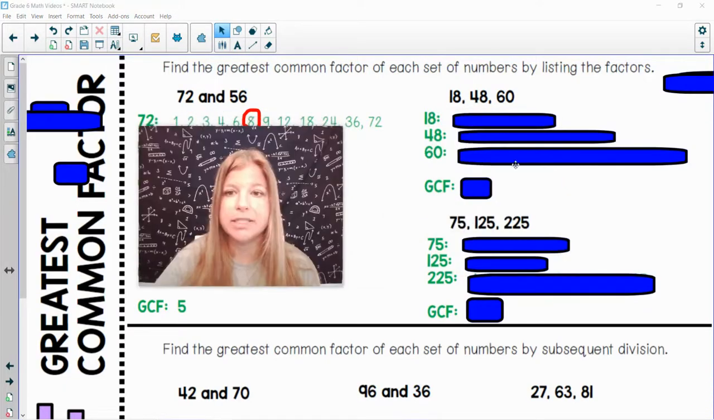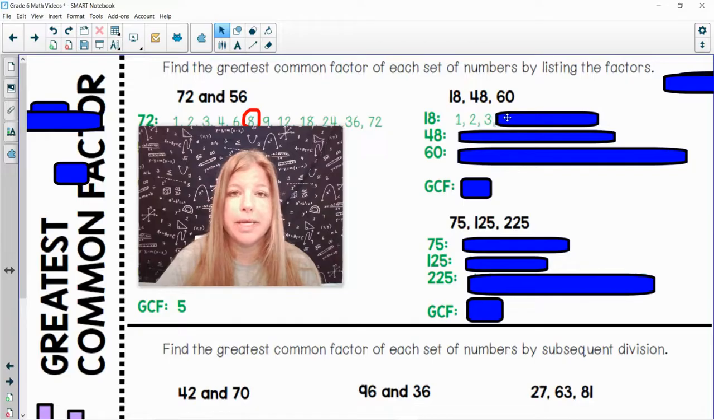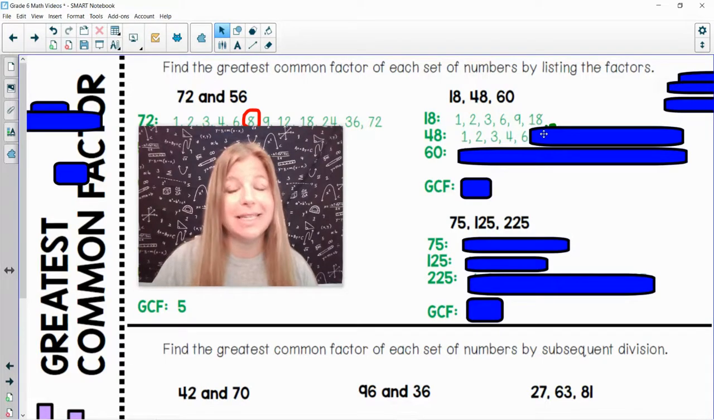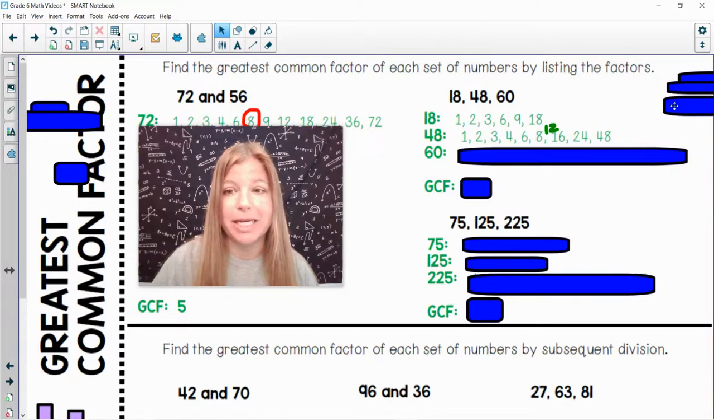Excellent. Next two, 18, 48, 60. So now 3 numbers. So now I just list the factor pairs of all 3 numbers. So 18, it was 1, 2, 3, not 4, not 5, but 6, right? 3 times 6 is 18. 2 times 9, and then 1 times 18. So now the factors of 48. So it's 1, 2, 3, 4, not 5, but 6. 6 times 8 is 48. 4 times 12, I had to sneak that in. 3 times 16, 2 times 24, and 1 times 48.